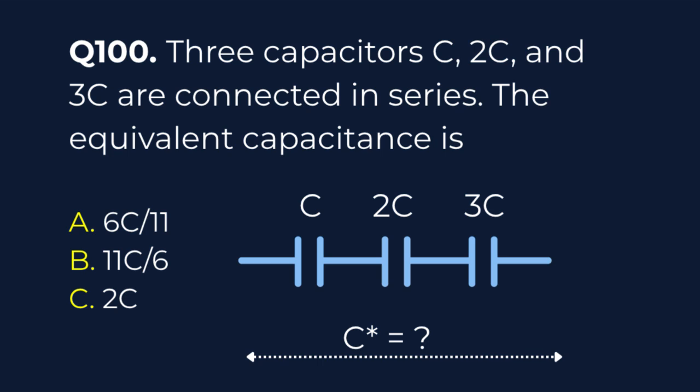Question 100. Three capacitors C, 2C and 3C are connected in series. The equivalent capacitance is: a) 6C by 11, b) 11C by 6, c) 2C.